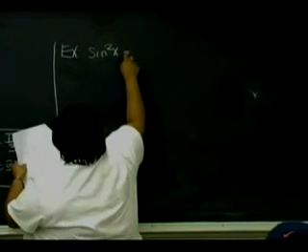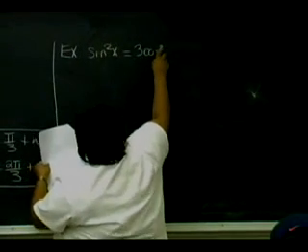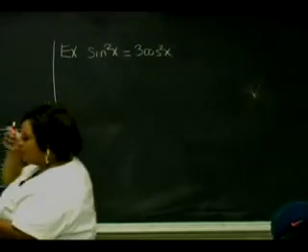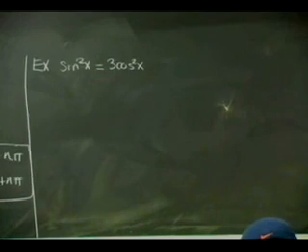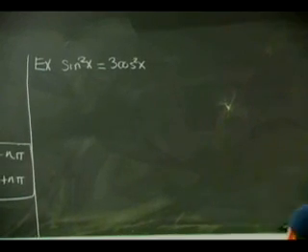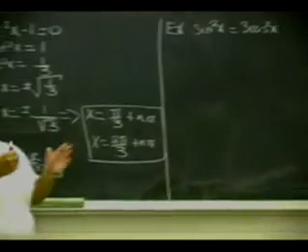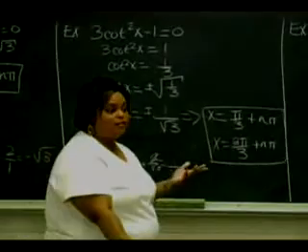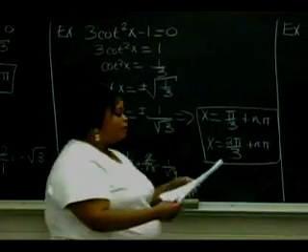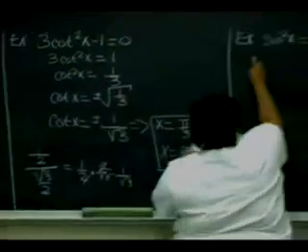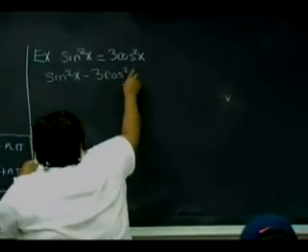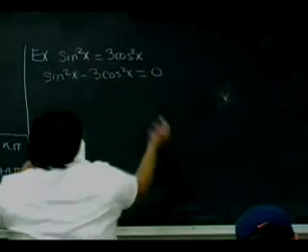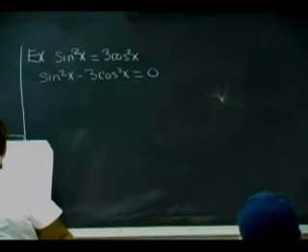Sine squared x equals 3 cosine squared x. Now there are a couple of ways we could go about this problem. We could either convert it to sines or cosines, okay? But we have to convert it to either one because you need to solve for a sine or a cosine. So let me go ahead and subtract 3 cosine squared x, or bring it over, okay?